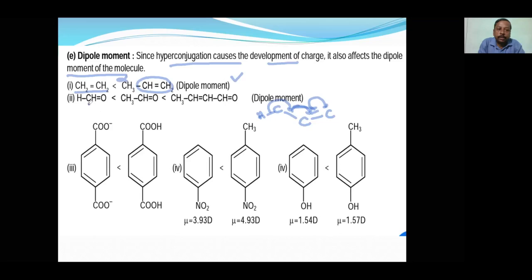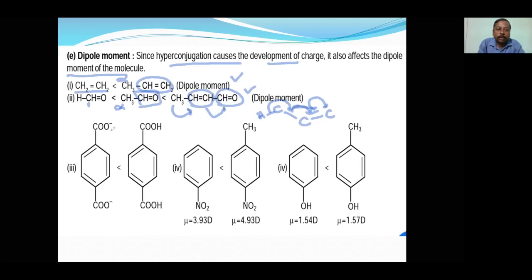Now let us take this one: there is no active carbon and no alpha hydrogens available. Here this is active carbon and this is alpha carbon, so 3 alpha hydrogens are there. Same way here, the number of active carbons has increased, so the number of alpha hydrogen migrations will also increase. Therefore, this will also cause the dipole moment. Next, more examples of dipole moments.